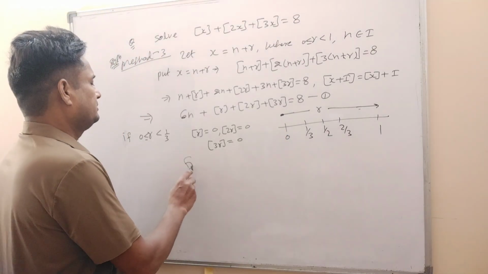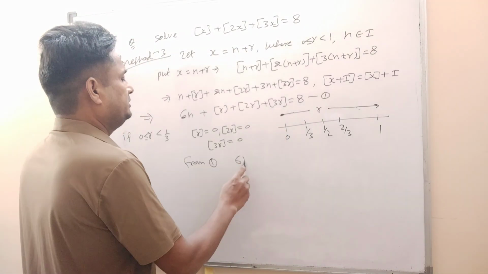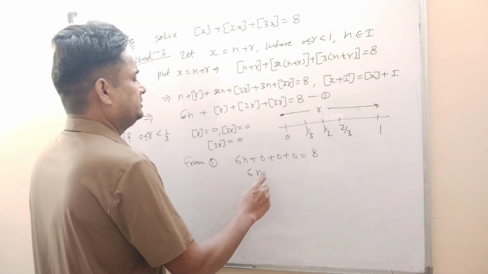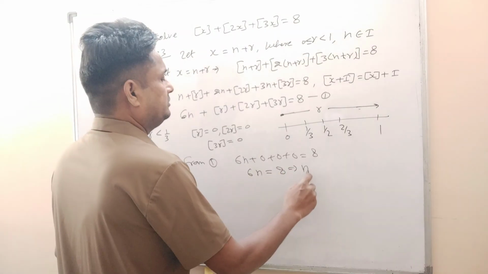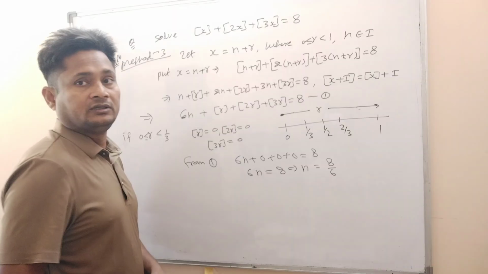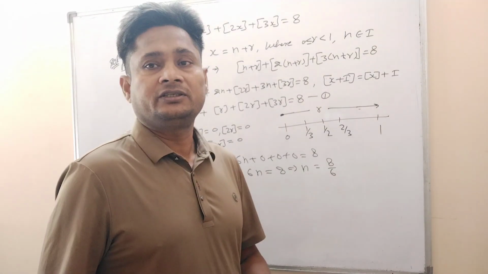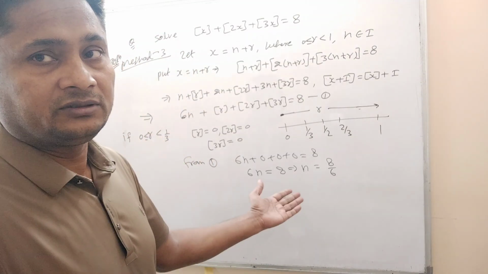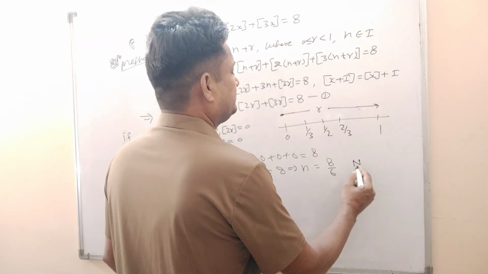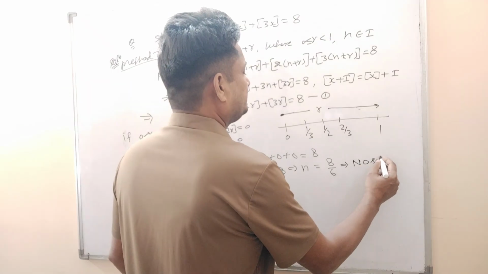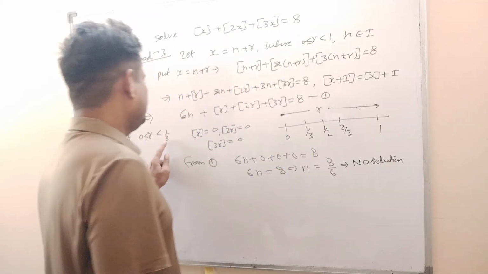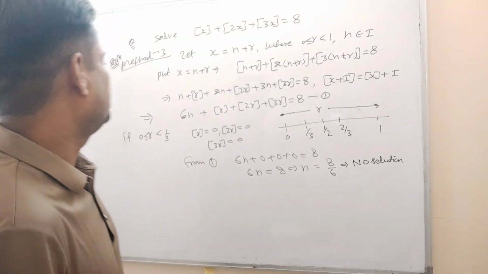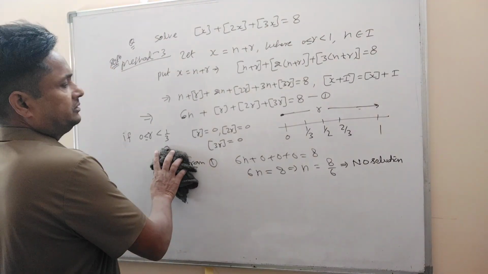So from equation 1, 6n plus 0 plus 0 plus 0 is equal to 8. That means 6n is equal to 8, that means n is equal to 8 by 6. n is an integer, and here we are getting a fractional number. So this is not possible. So no solution. In this case, if we choose r between 0 to 1 by 3, then there will be no solution.